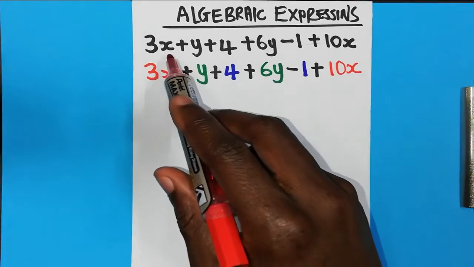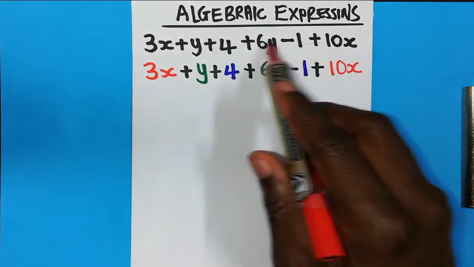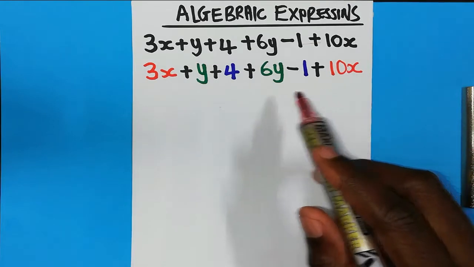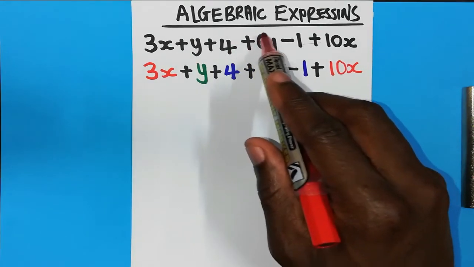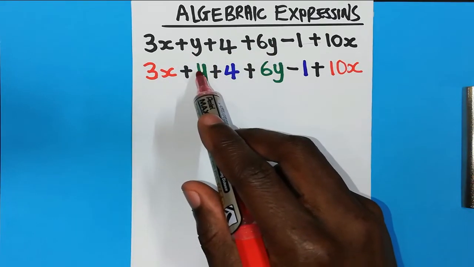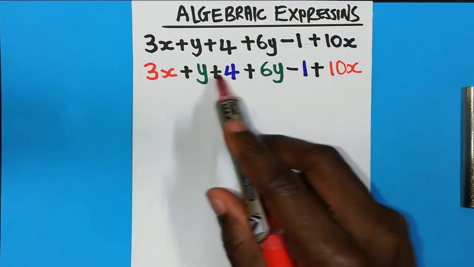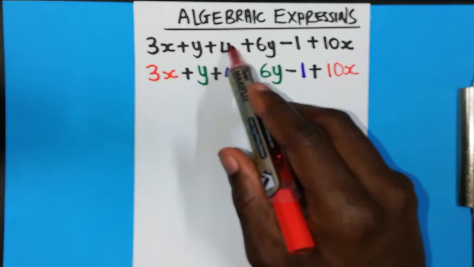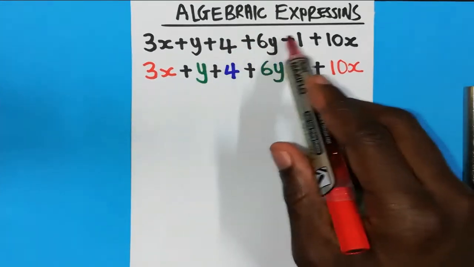So for example, 3x, which one has a variable x here? It's 10x. That is why I wrote them with the red ink. Now y, which term has y here? It's 6y. That is why I've written them with a different color from x, which is green. So these are the like terms. The last terms are the numbers. Any numbers, you just group them together.